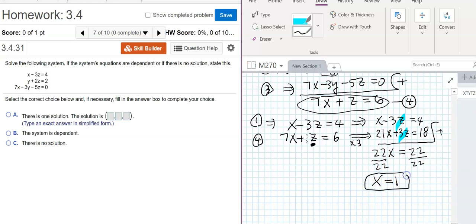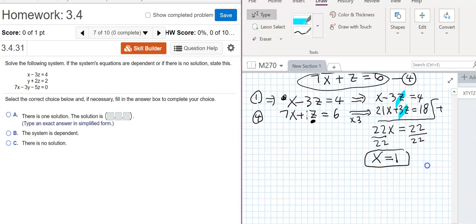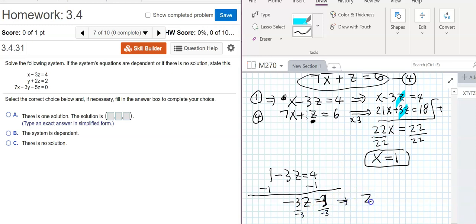If x equal 1, I can find z. I can go anywhere. Suppose I go there. Then 1 minus 3z equal 4. So when I subtract 1, negative 3z equal 3. So divide by negative 3, divide by negative 3. That means z equal negative 1.